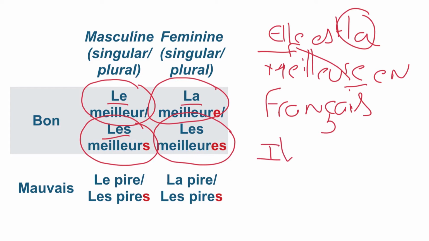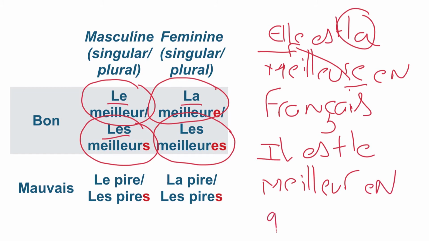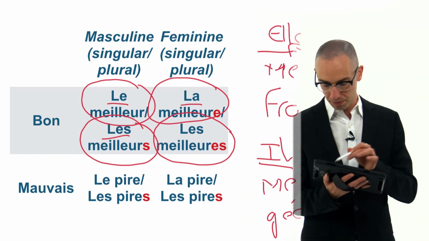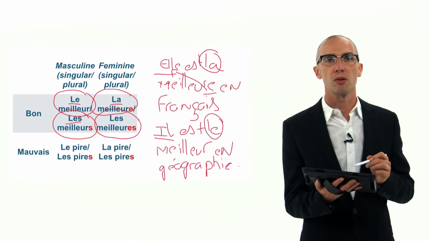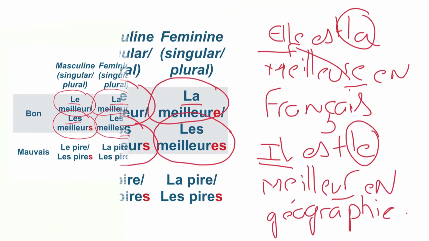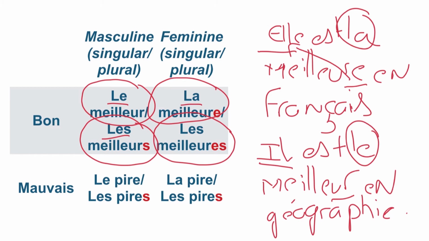But if I said il est le meilleur en géographie, he's the best at geography. Since il refers to someone who is masculine and singular, we have the article le, and meilleur only ends with the R. It doesn't bear the mark of the feminine or the plural.